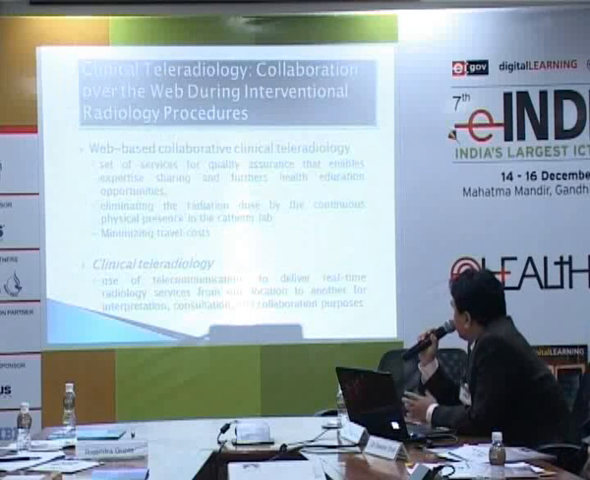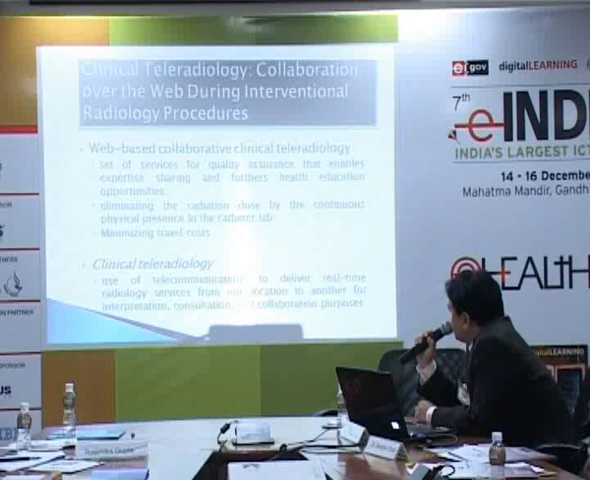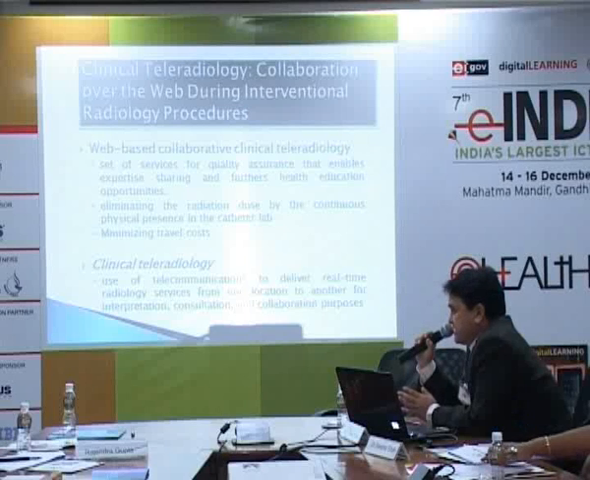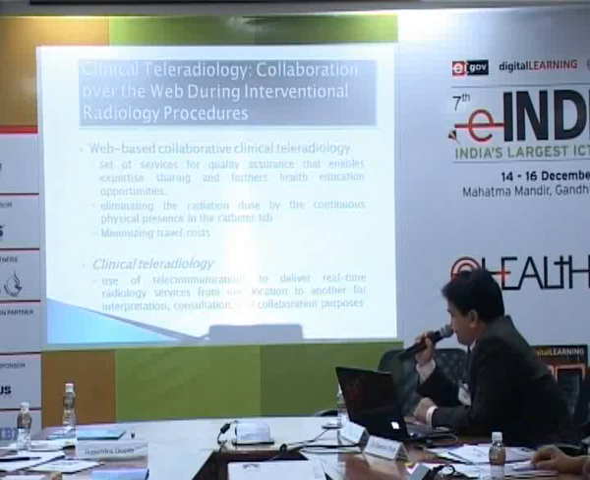Clinical teleradiology can also be used in interventional radiology procedures for sharing expertise and for health education training. It also eliminates the radiation dose from continuous physical presence in the cath lab, which has a very high radiation dose. It also minimizes the travel cost.